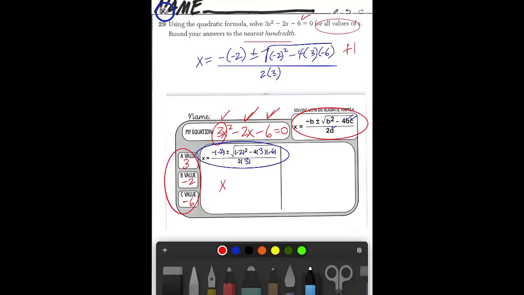Now we just have to find the 2 roots. What I'm going to do is show you how to use a calculator to do that. So let me go get the calculator.